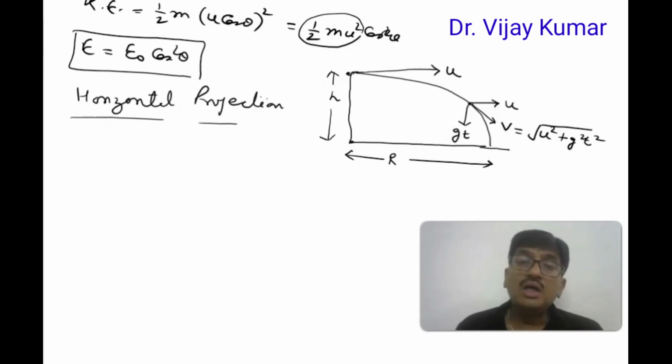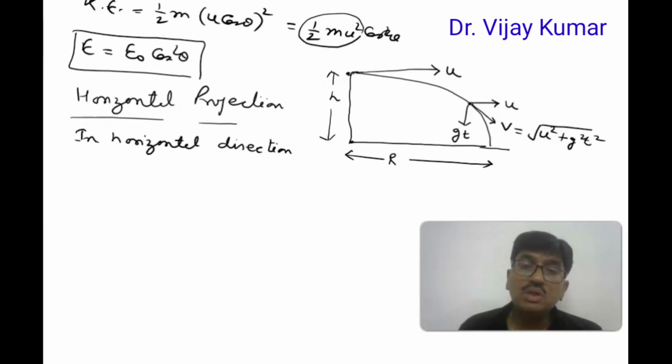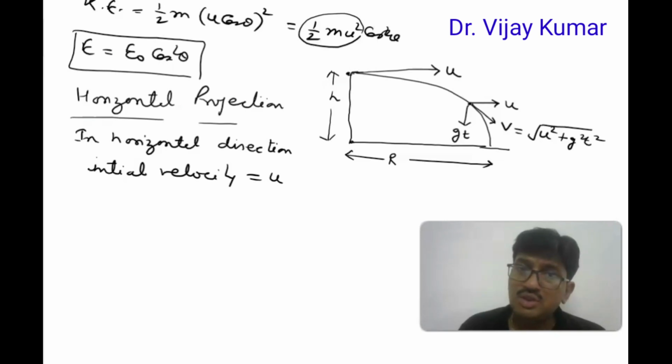And if we see the components in the horizontal direction, the initial velocity we have considered is u, and after some time the velocity is also equal to u.